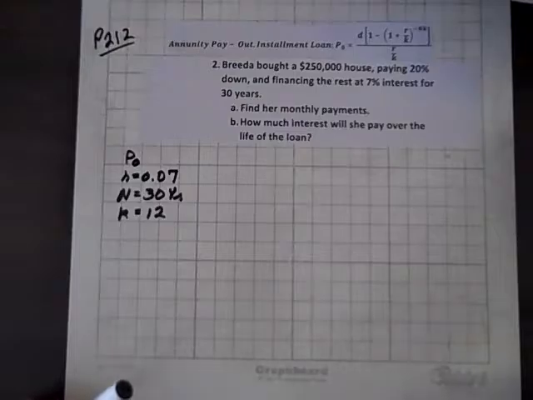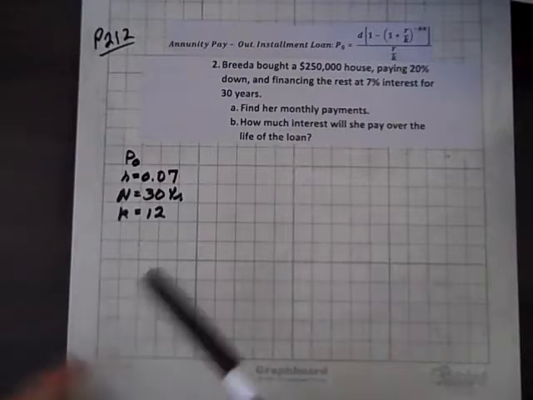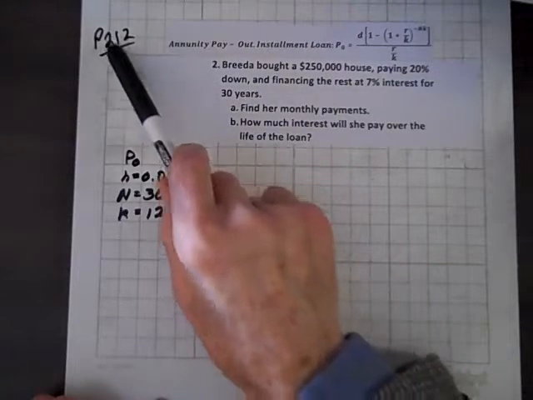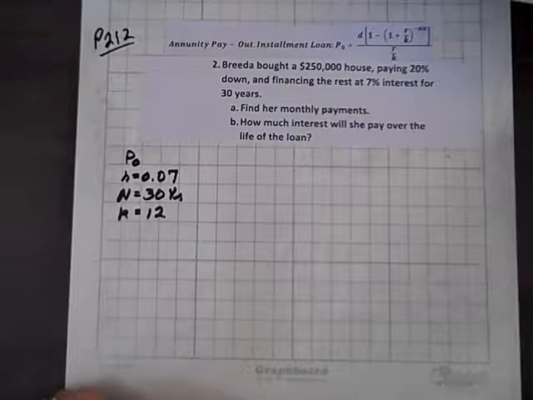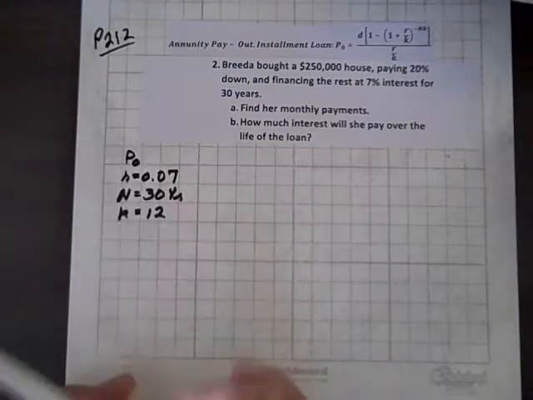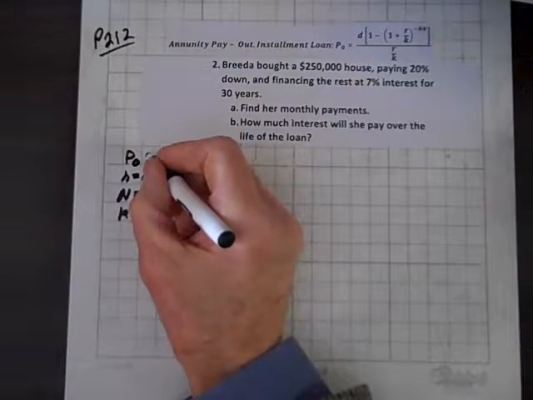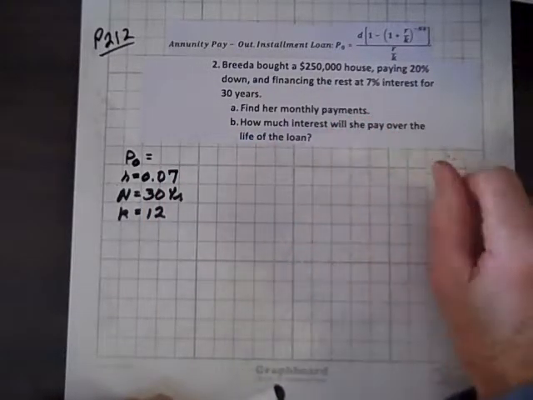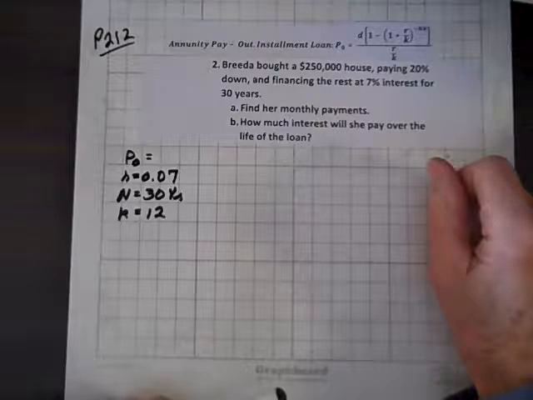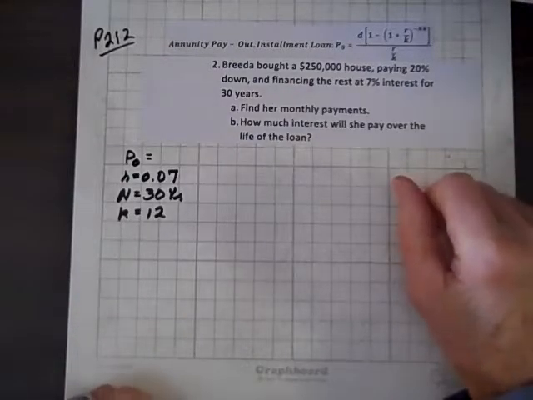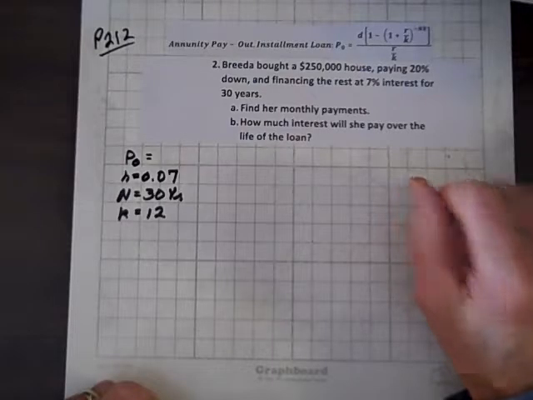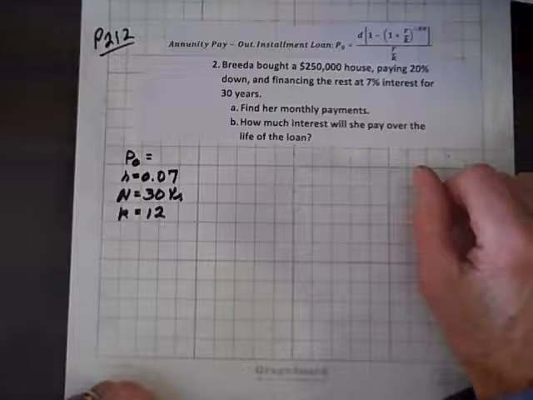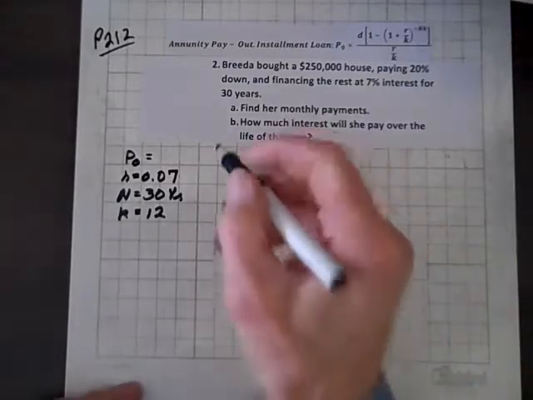Okay, now we have another installment loan problem. Again, that formula for installment loans is found on page 212. P sub bought represents the amount of the loan. But this person, Brita, bought a $250,000 house paying 20% down. If she paid 20% down, that means she only had 80% of that $250,000 left to pay off.